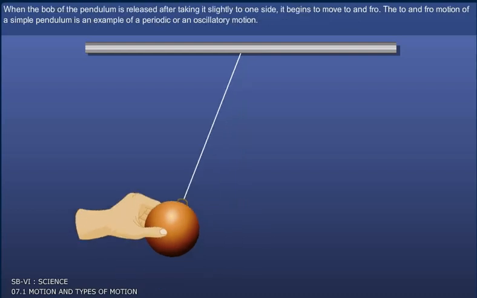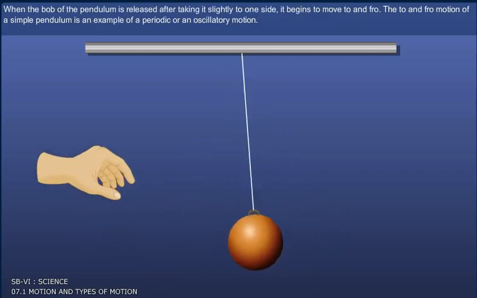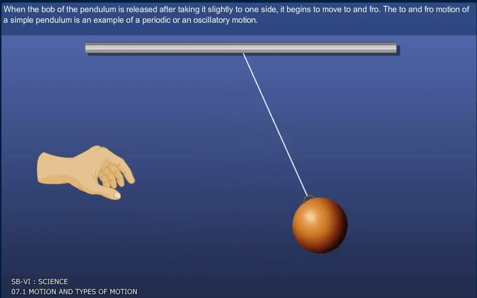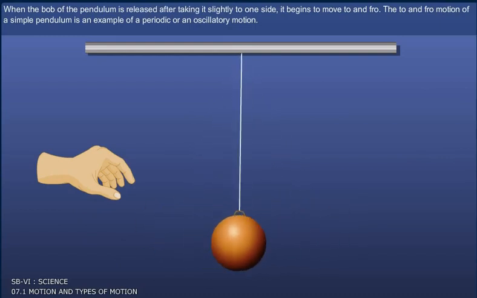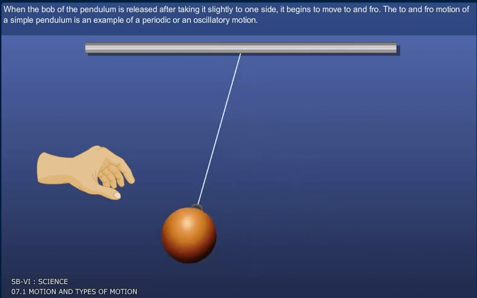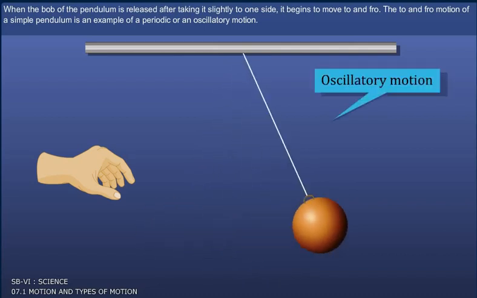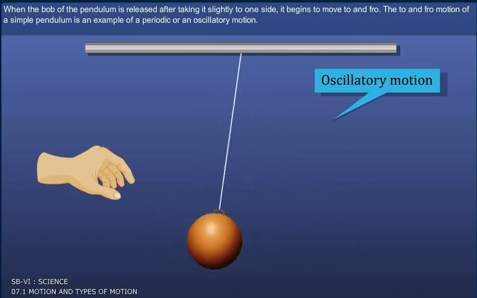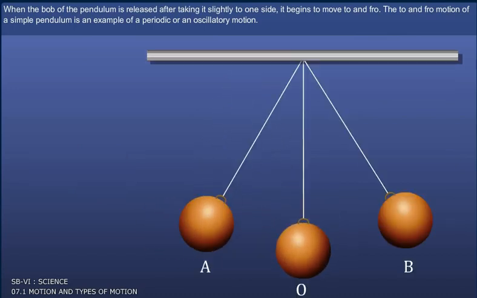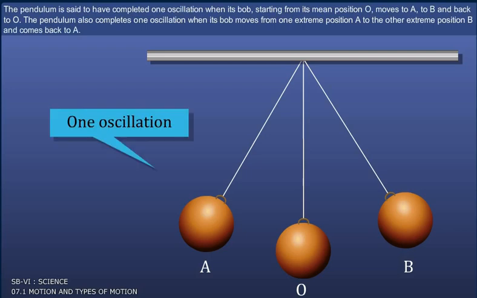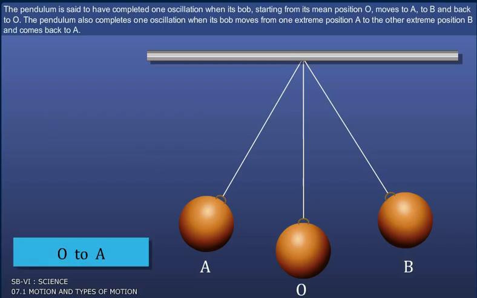When the bob of the pendulum is released after taking it slightly to one side, it begins to move to and fro. The to and fro motion of a simple pendulum is an example of a periodic or oscillatory motion. The pendulum is said to have completed one oscillation when its bob, starting from its mean position O, moves to A, to B and back to O.